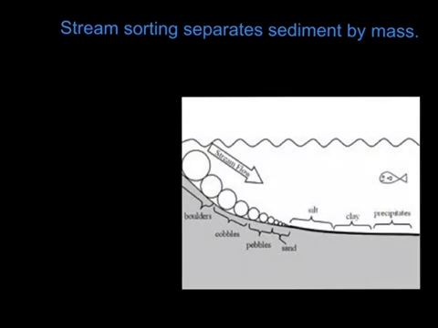All right, on this slide, this is for number 4, what occurs during stream sorting. As a stream flows across, the sediments that are in that stream are going to separate out by mass, and then they'll be deposited by mass. So the heaviest ones are going to be deposited first, and the lightest ones are going to be deposited last.